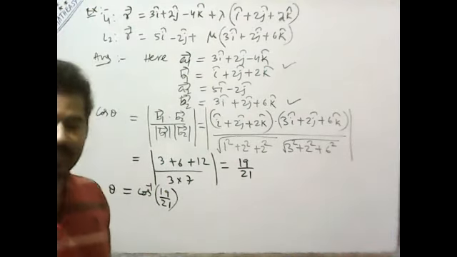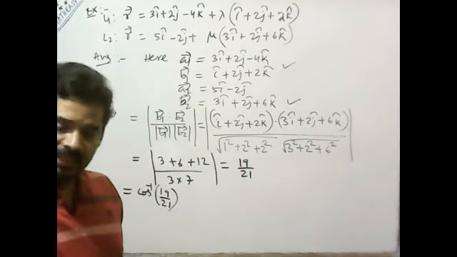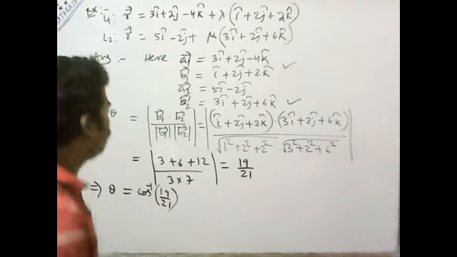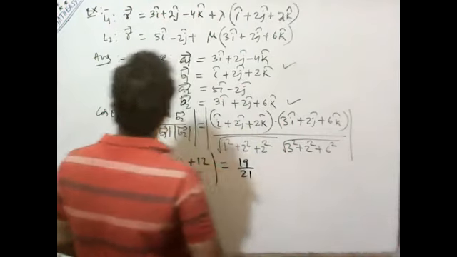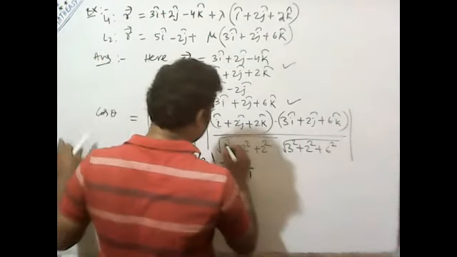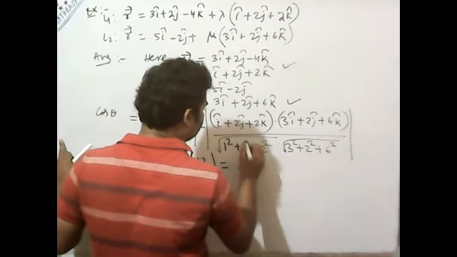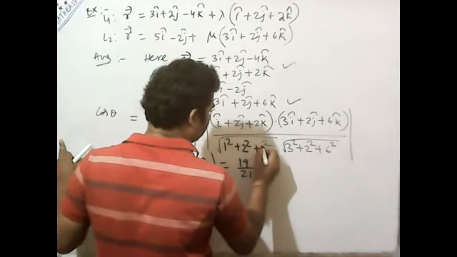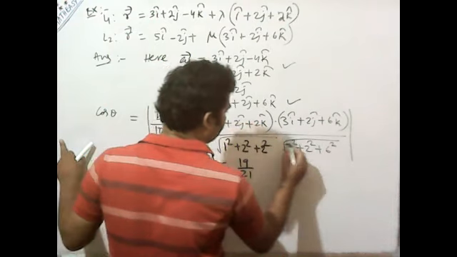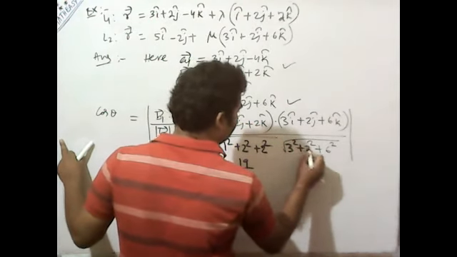19 by 21. If the line is given in vector form, then what will you do? You have to apply this method.